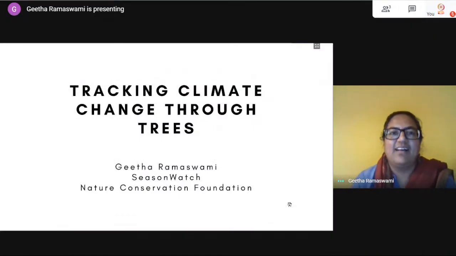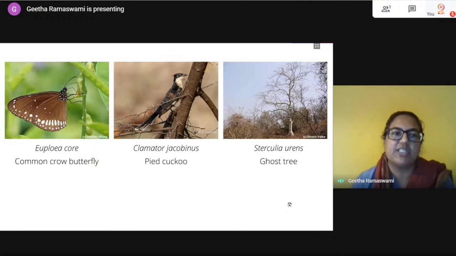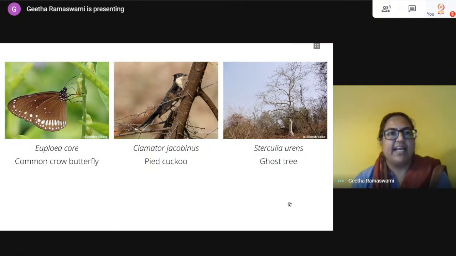So to begin, how can we track climate change through trees? In this slide, the first picture that you see is that of a common crow butterfly. Butterflies are very iconic. They are colorful, they are everywhere, and they also go through a very intricate and complicated life cycle. They start off as caterpillars, they molt a whole bunch of times, they grow bigger in size. The whole time they're voraciously eating plants. And at the end of this caterpillar, you find a pupa. A pupa is where the caterpillar basically rearranges itself and later on emerges as a butterfly.